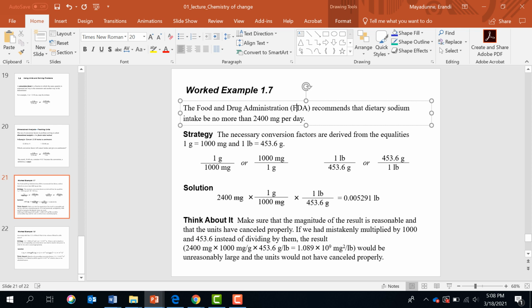So how do you do the conversion? If you convert milligrams into grams, how do you do it? 1 gram is 1,000 milligrams, and then you convert into lbs. 1 lb is 453.6 grams. It's very similar to half a kilogram being equal to 1 lb. So that's how you need to convert. You convert milligrams to grams, and then grams to lbs. So it's the same. If you say dietary sodium is 2,500 milligrams per day, or 0.005291 lbs per day, it's the same thing.